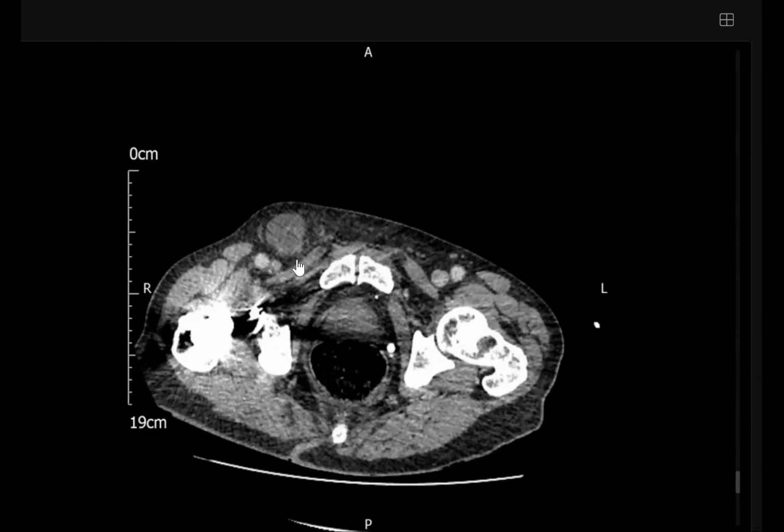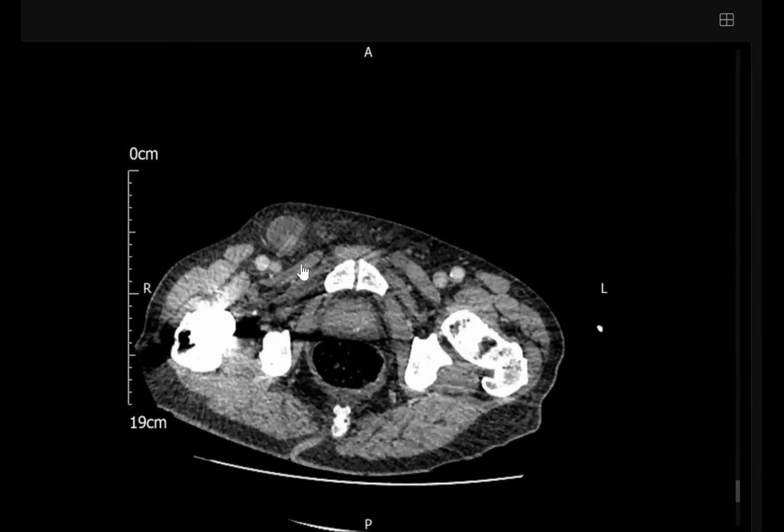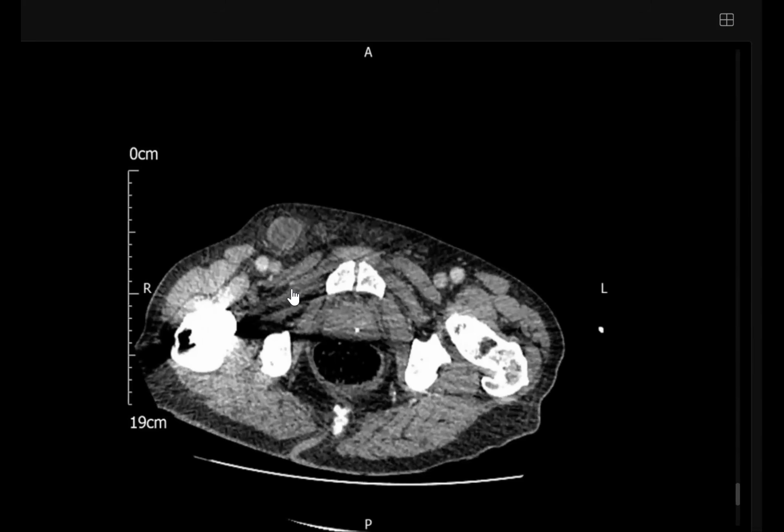What about the obturator? Obturator should be here. See, this is the pectineus, and this is obturator externus and internus. This is the location of obturator hernia. It should be here, deep to the pectineus, not superficial. Superficial to pectineus are other groin hernias, like inguinal or femoral. But obturator should be here.